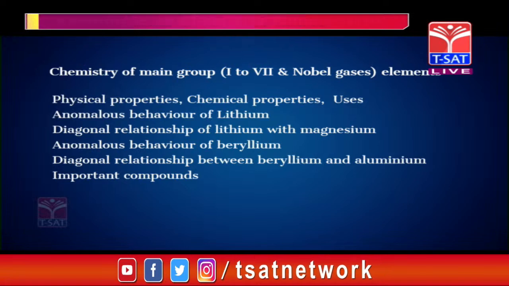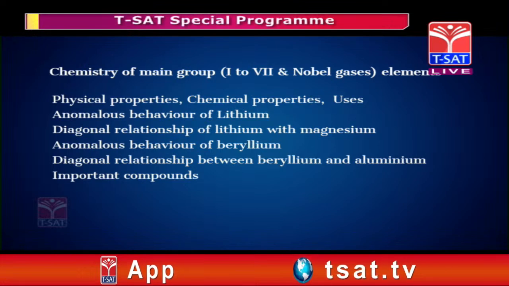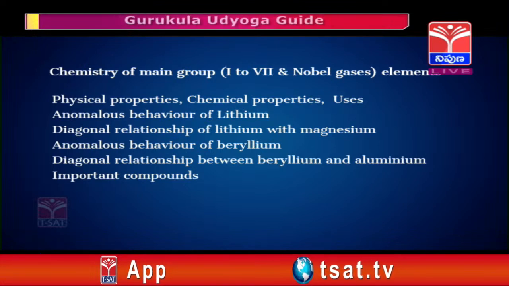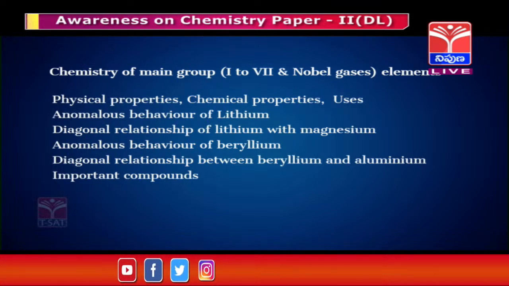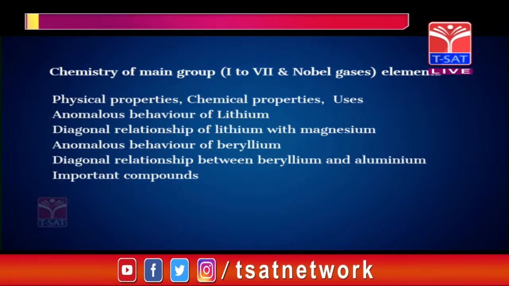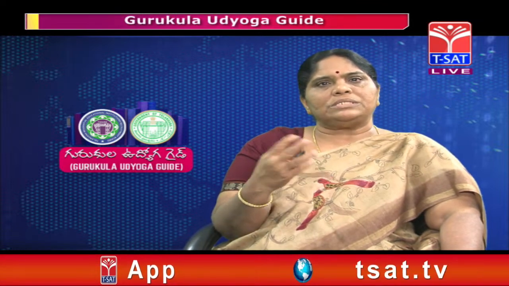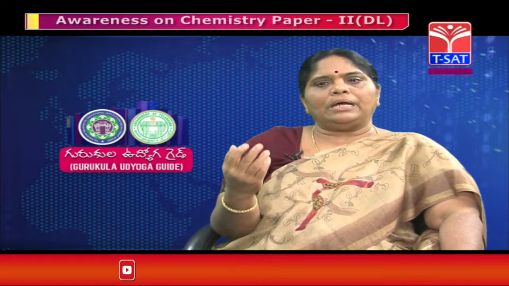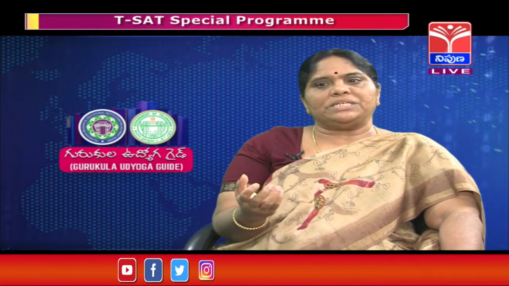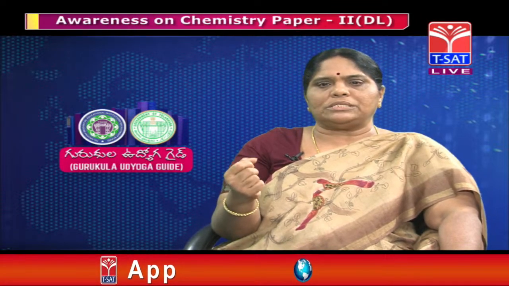For example, in the first group, even the anomalous behavior of lithium and the diagonal relationship of lithium with magnesium. In the second group, the anomalous behavior of beryllium and the diagonal relationship between beryllium and aluminum. And not only these things, in every group some important compounds will be there, like sodium hydroxide, sodium carbonate, sodium bicarbonate, calcium hydroxide, cement, silicones, silicates, oxo acids, oxides of the 5th group, 6th group, and in the noble gases the compounds of xenon. All these come under this particular heading, chemistry of main group elements. So, here also you can expect more questions from this topic.